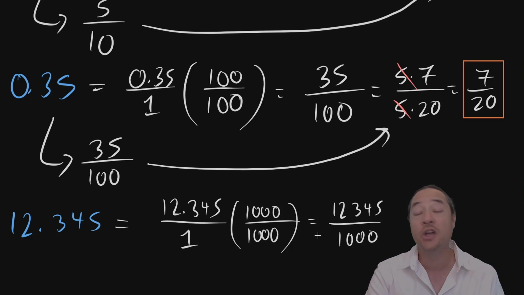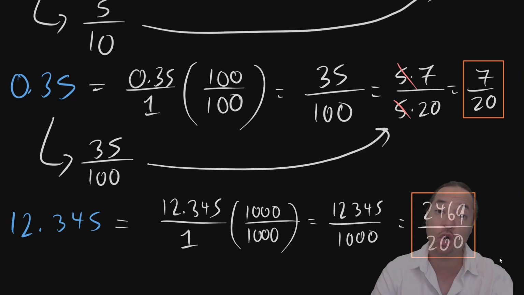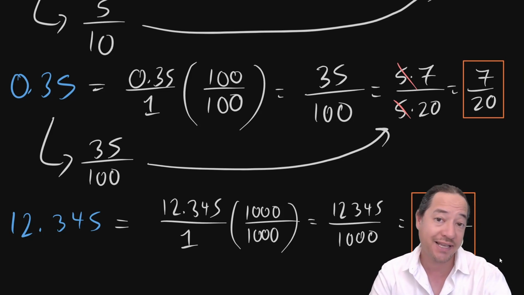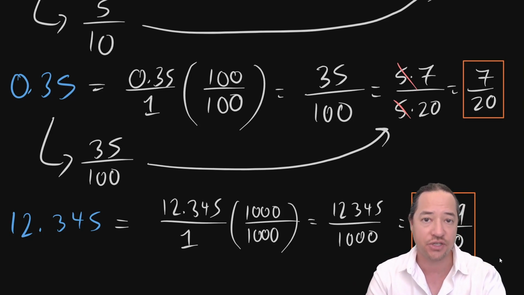Okay, there we go. You could also simplify this. Recognize again, both numbers are divisible by 5. What are we going to get? We're actually going to get 2469 over 200. Okay, there we go. So this is the over 1 method. Allows us to essentially translate any finite or terminating decimal into a fraction.